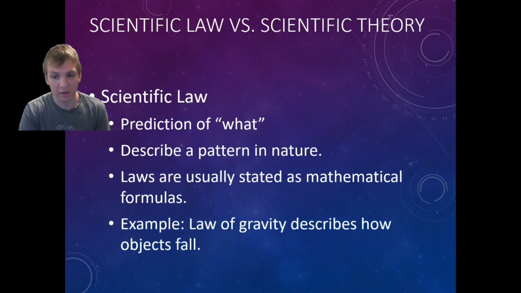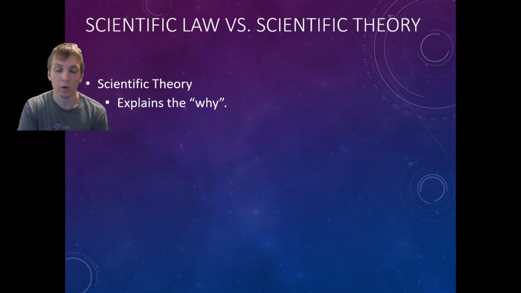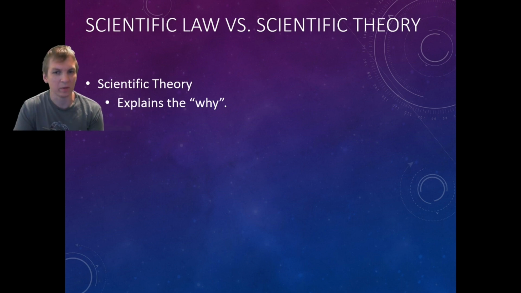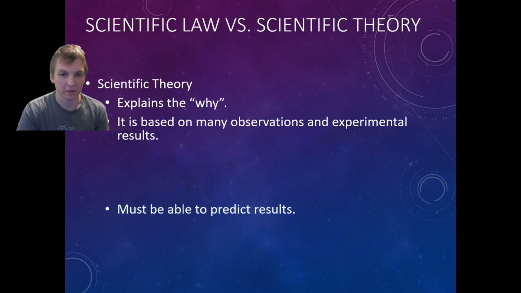Now, a scientific theory is going to be a little bit different, and the scientific theory is going to explain why something happens. Okay, so we know that gravity exists. So we know that gravity attracts two objects together, and we can actually calculate with mathematical formulas the attraction between two objects depending on their size. Now the theory is, why does that happen? Why do two objects attract one another? So it's based off of many observations and experimental results, and we're getting into really different fields here, like physics and astrophysics and things like that, on why does gravity exist.